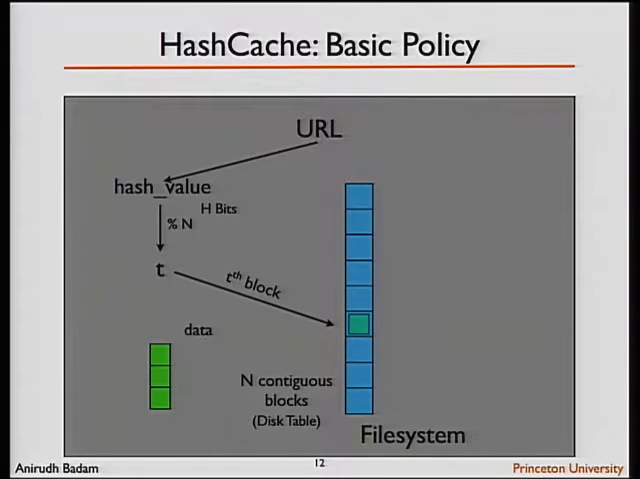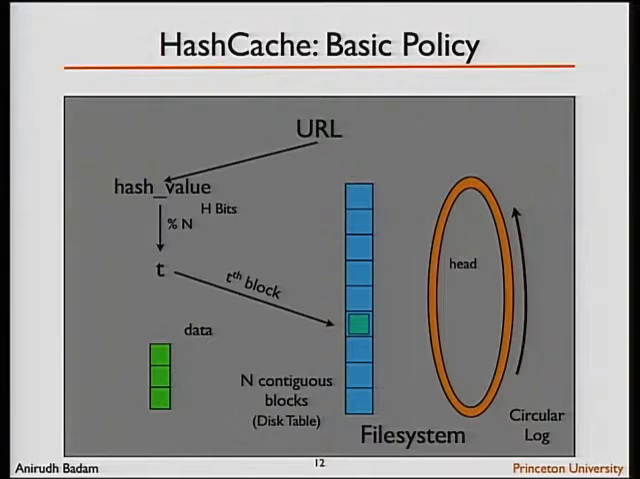the data. And as I said, HashCache has a requirement of varying sizes for objects. The question naturally is, where do you put the rest of the data? If all the objects were of the same size, you could have had your whole disk as a single large hash table. So what HashCache does is it uses a large portion of the magnetic hard drive as a circular log and stores the remaining part of the data in the circular log. And the first block, the n contiguous blocks hash table that we call the disk table, stores a pointer to the log where the remaining data is actually stored.